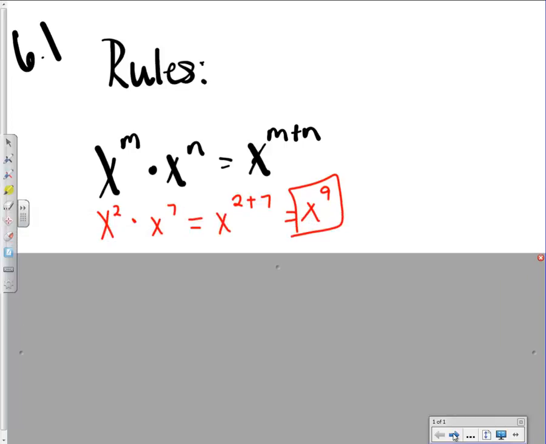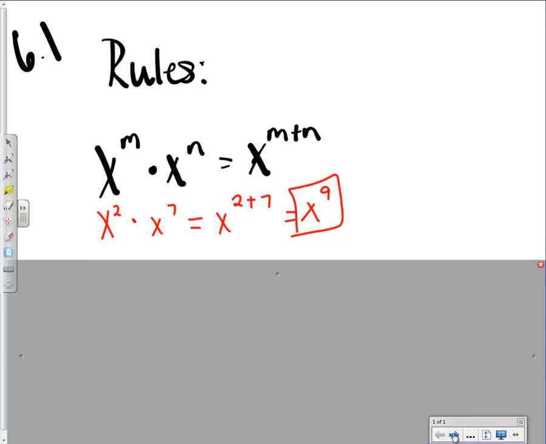The problem actually is x squared times x to the 7th power. Since they are both x's, you bring the x over and then you add, since it was a multiplication problem, you get to add the exponents, so 2 plus 7. So my final answer is x to the 9th power.